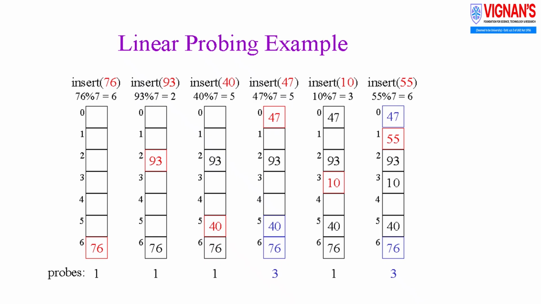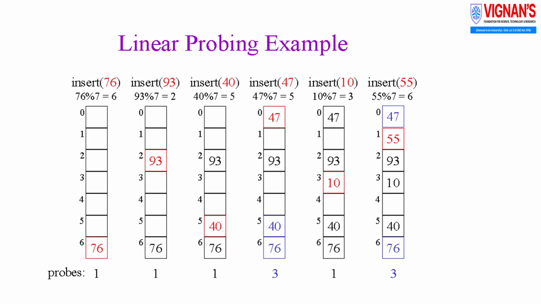Assume the hash table size is 7 and the hash function is h(k) = k mod 7. Now we insert the elements one by one. First, insert 76. 76 mod 7 equals 6. So we place 76 at index 6. Number of probes, 1.